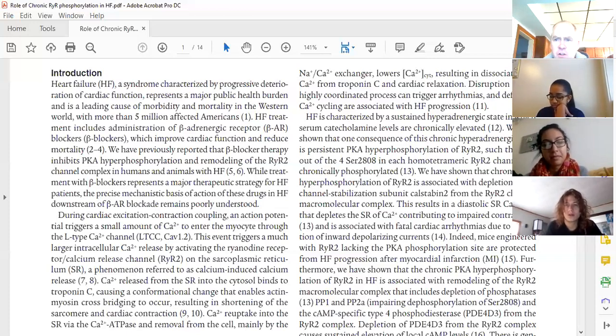phosphorylated. We have shown that one consequence of this chronic hyperadrenergic state is persistent PKA hyperphosphorylation of the ryanodine receptor, such that 3 to 4 of the serine 2808s in each homotetrameric ryanodine receptor are chronically phosphorylated. So that's what they mean by hyperphosphorylation. You've got 4 units and they're all phosphorylated mostly.